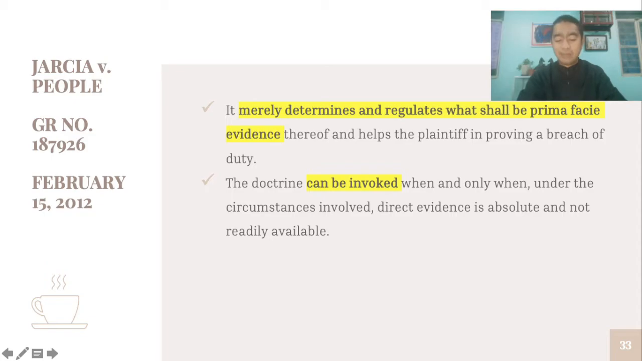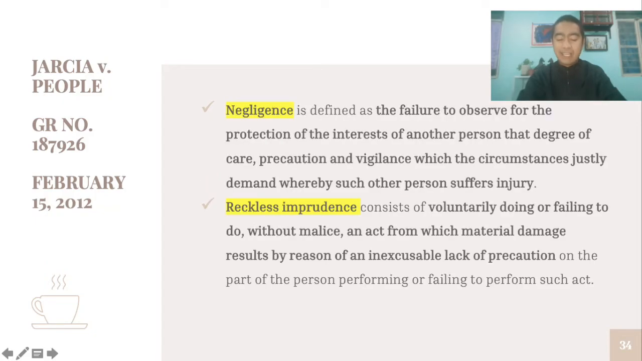The doctrine can be invoked when and only when, under the circumstances involved, direct evidence is absent and not readily available. Negligence is defined as the failure to observe, for the protection of the interest of another person, that degree of care, precaution, and vigilance the circumstances justly demand, whereby such other person suffers injury. Reckless imprudence consists of voluntarily doing or failing to do, without malice, an act from which material damage results by reason of an inexcusable lack of precaution on the part of the person performing or failing to perform such act.